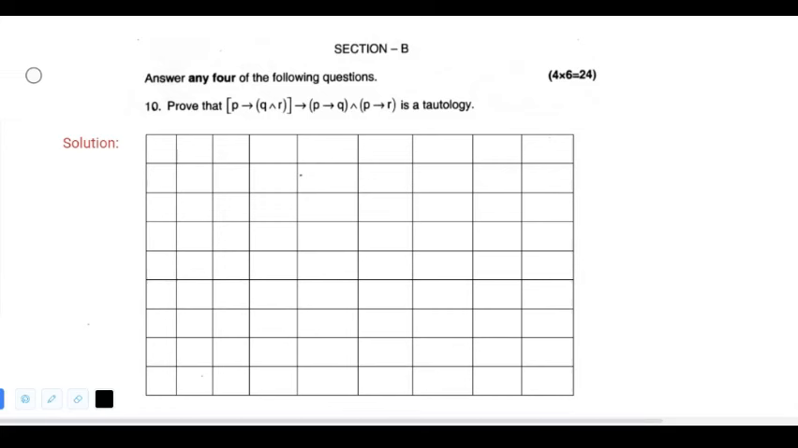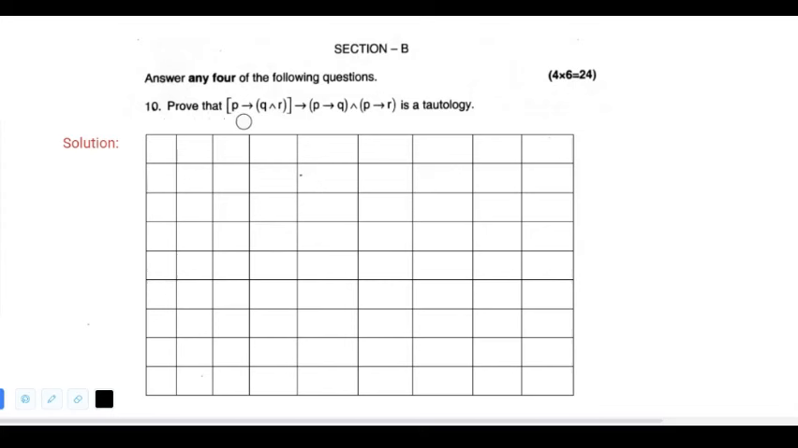Today I am here with you to solve the first semester BCA question paper of Mathematical Foundation, May June 2022. Today we are going to solve section 2, where section 2 carries 6 marks. Each question carries 6 marks and we need to answer any 4.